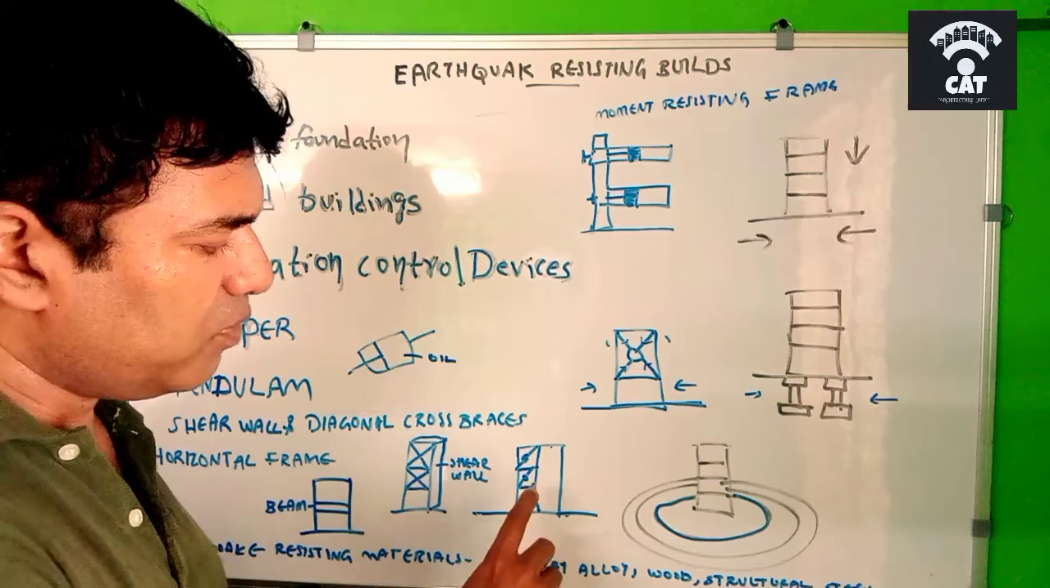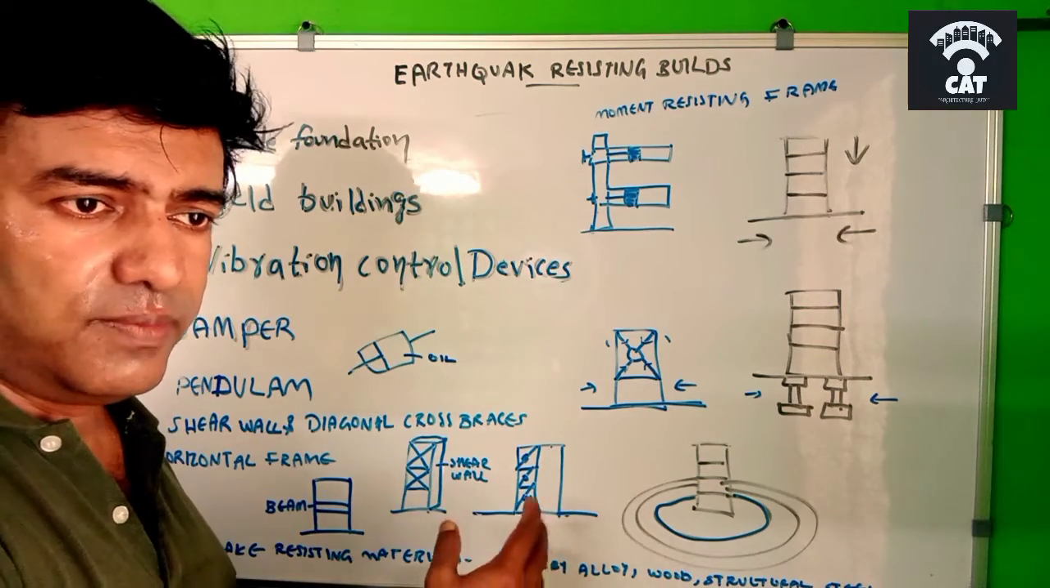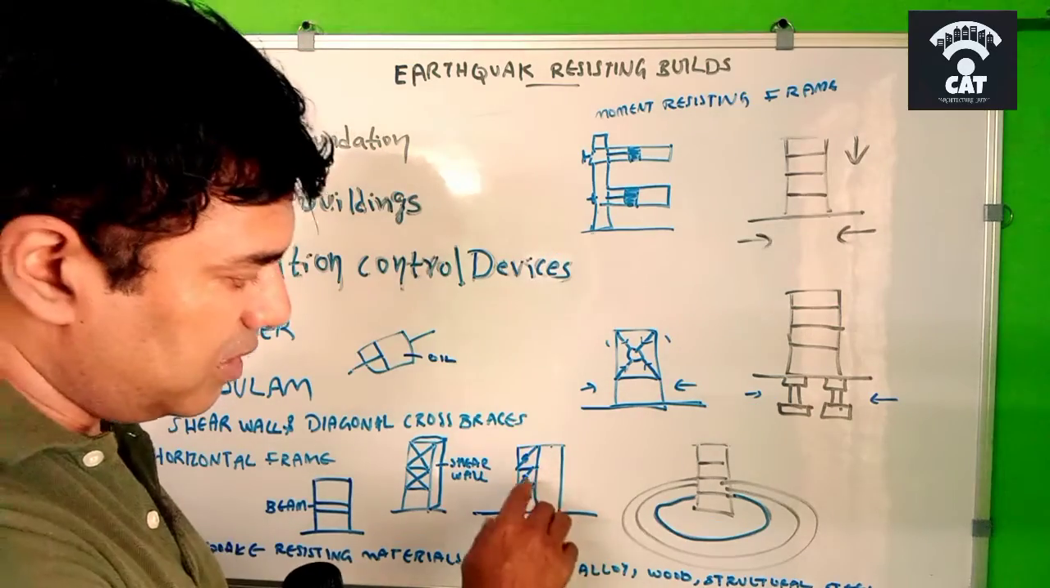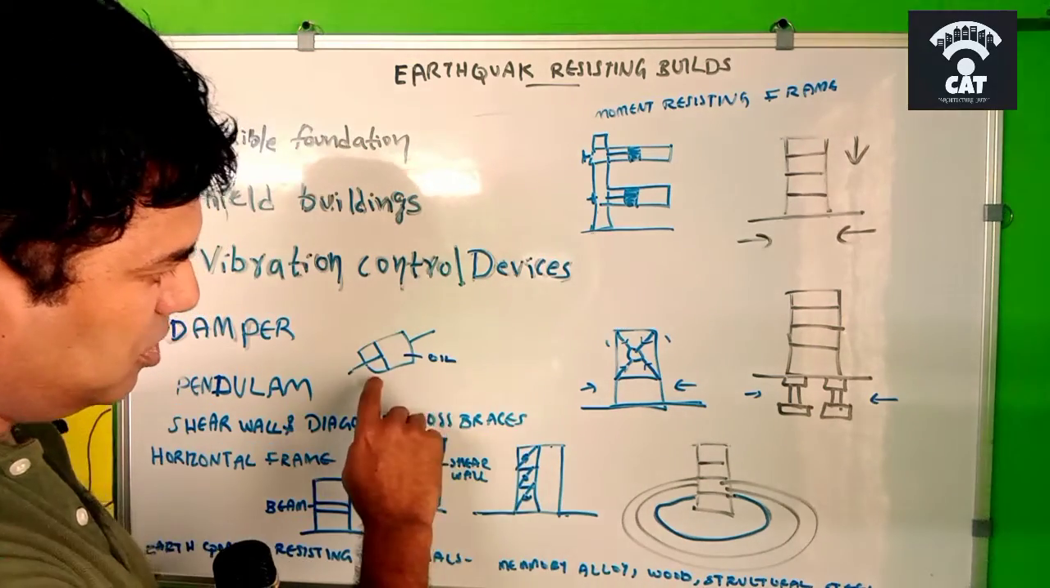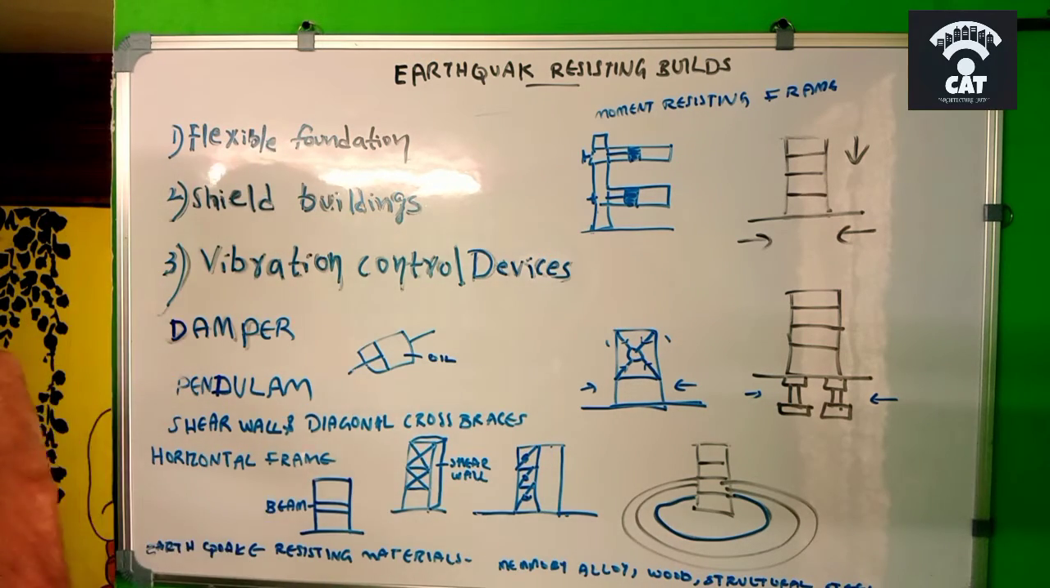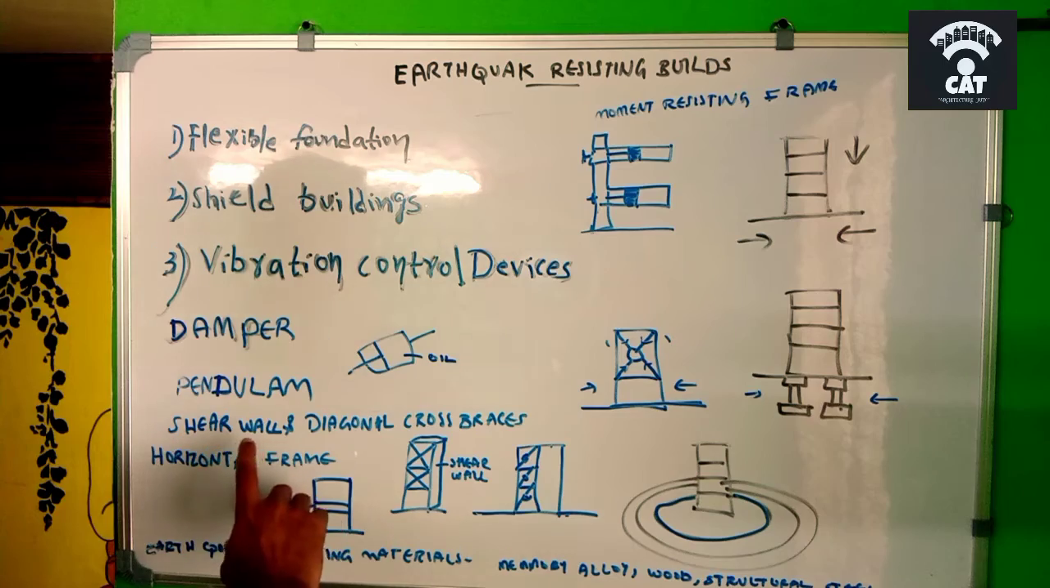We provide this in North India, Nepal, and many other countries. This is a usual thing when they are building along the structure. They provide this type of thing, piston and oil. Okay, and then we go for shear walls.